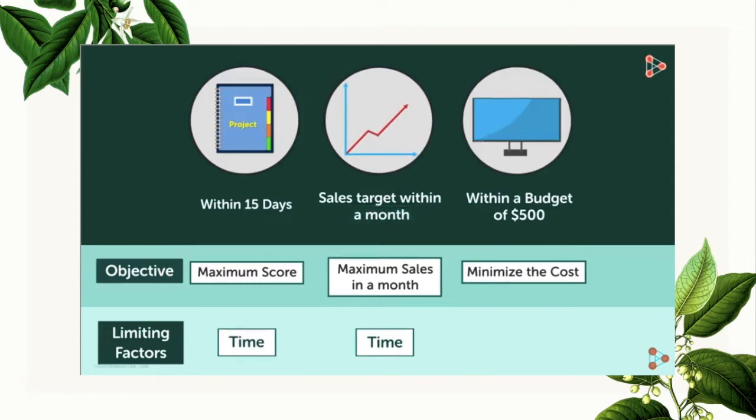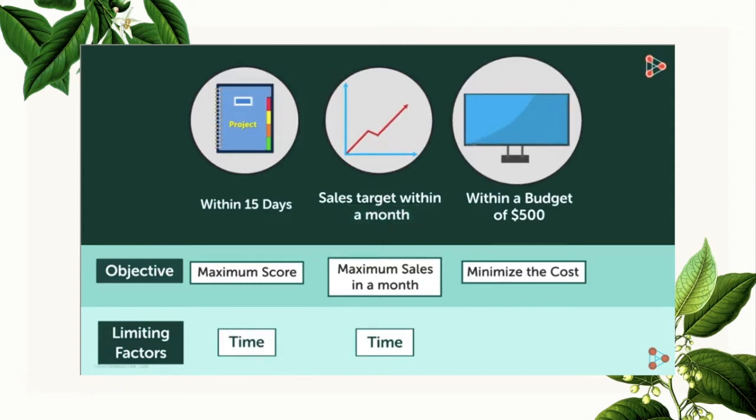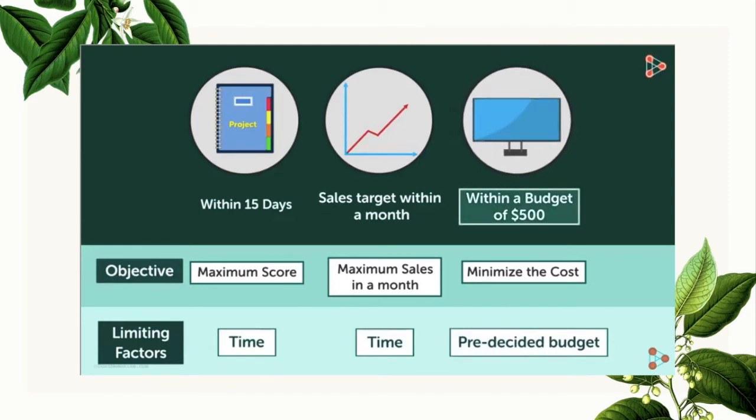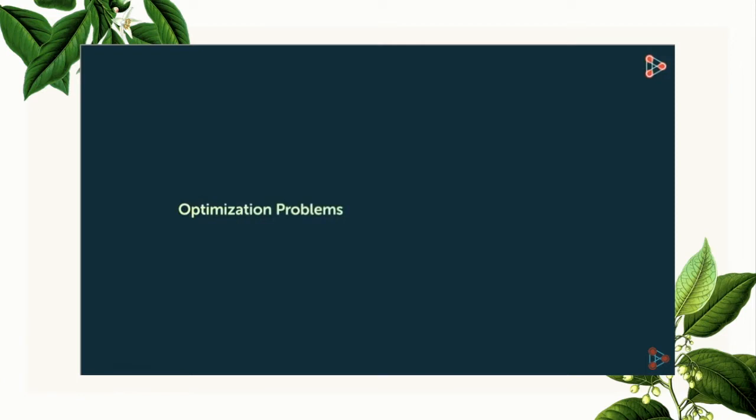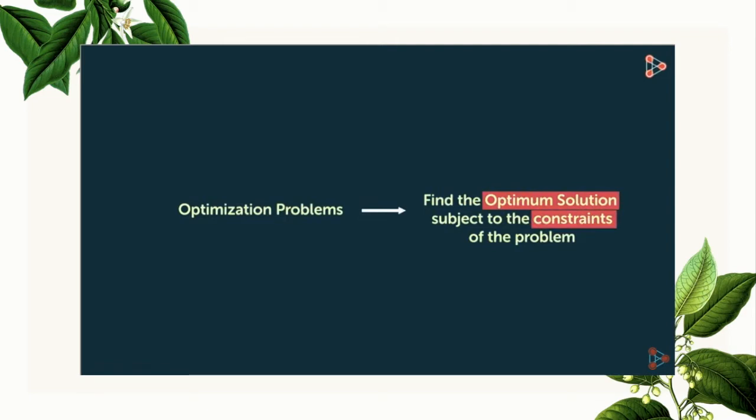What can you say about the third situation? What's the limiting factor in this case? The person has to buy the gadget within a pre-decided budget. That means the amount to be spent, or money, is the limiting factor in this case. These limiting factors, that is the scarce resources, act as constraints in finding the best possible solution of the given problem. In simple words, the aim of the optimization problem is to find the optimum solution subject to constraints of the given problem. This means we need to find the best possible outcome by allocating the scarce resources.